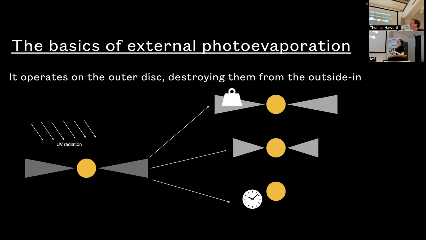So the cartoon schematic of what the external radiation does: if you take a disk and shine UV light on it, you end up with less mass, smaller disk, and less time perhaps to form your planets. Okay, so we'll look towards the end of the talk at how that might actually matter in practice.